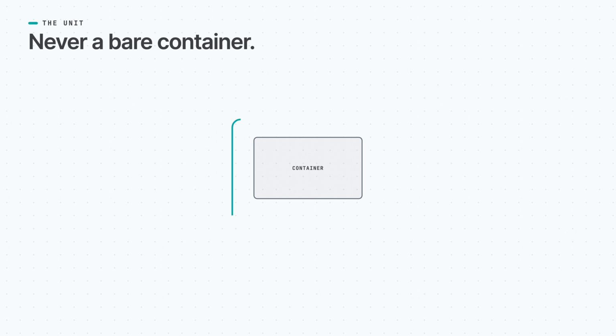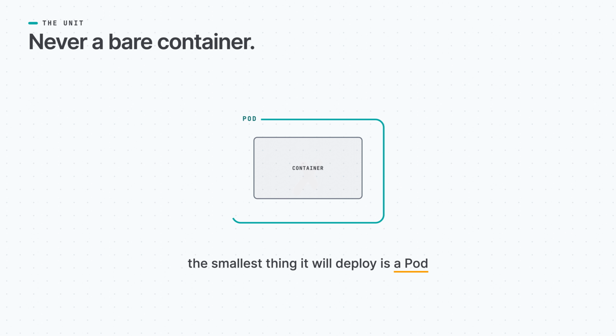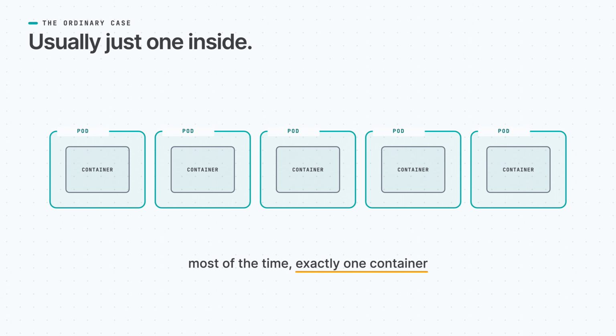Here is the surprise. Kubernetes never schedules a bare container. The smallest thing it will deploy, move or count is called a pod. Containers live inside pods always. Now, before you picture something complicated, most of the time a pod holds exactly one container. That is the ordinary case. If you mentally replace the word pod with the word container, you will be right most days.